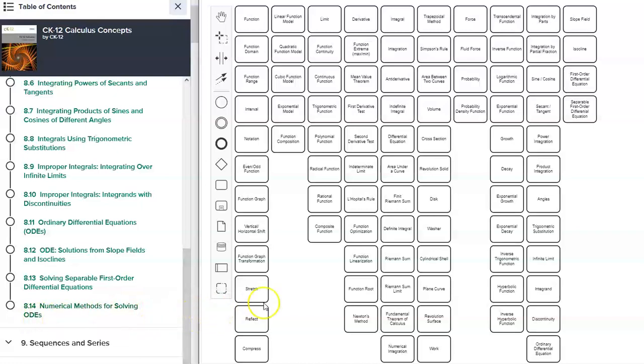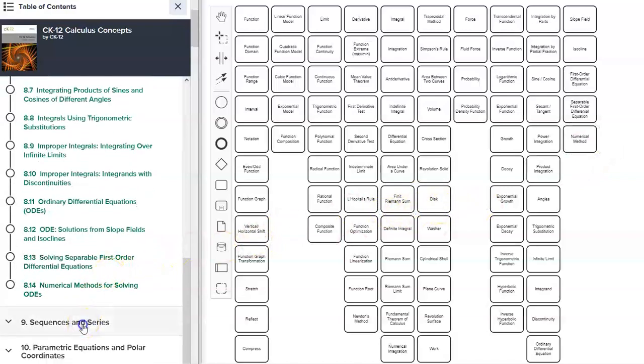Now, did we get the numerical method concept? We got Newton's method, but there must be a certain type of method that is numerical and not non-numerical. So let's go ahead and add that. Numerical method. And I don't know what other types of methods there are.